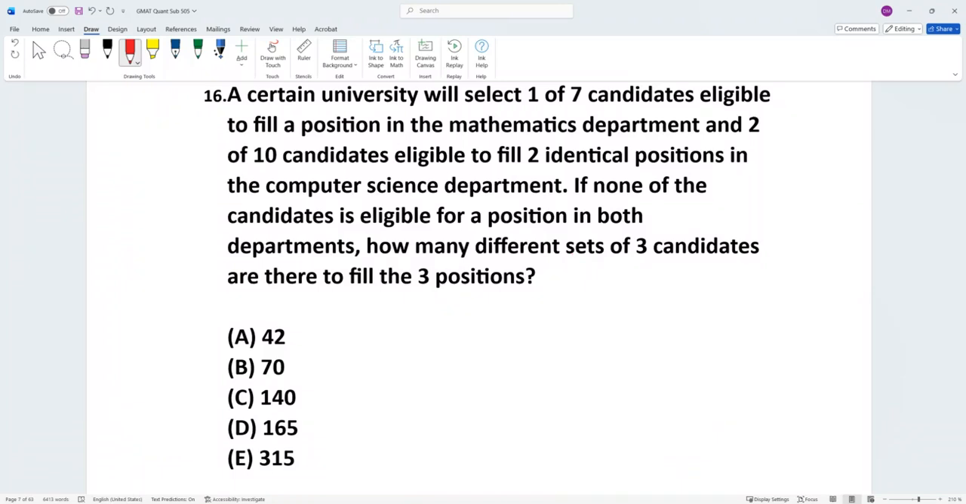So simply what this is asking us in this question is, we have to choose 1 person out of 7 candidates and 2 people out of 10 candidates. Okay, so because we have 3 positions to fill, we will do the multiplication. So in the mathematics department, we have to choose 1 person out of 7. So we say 7, 1 like this.